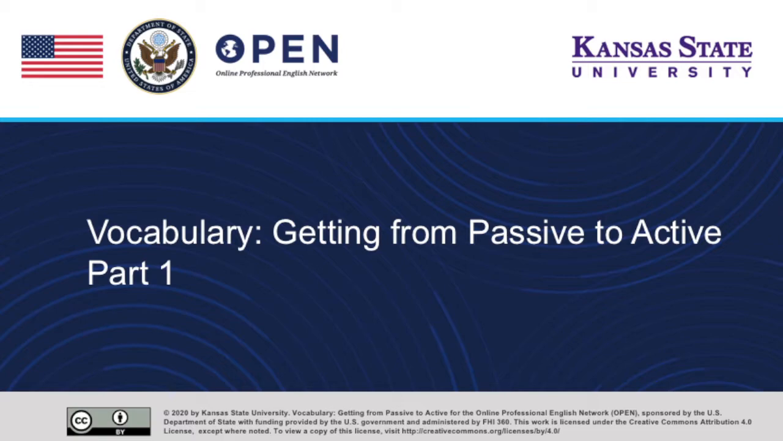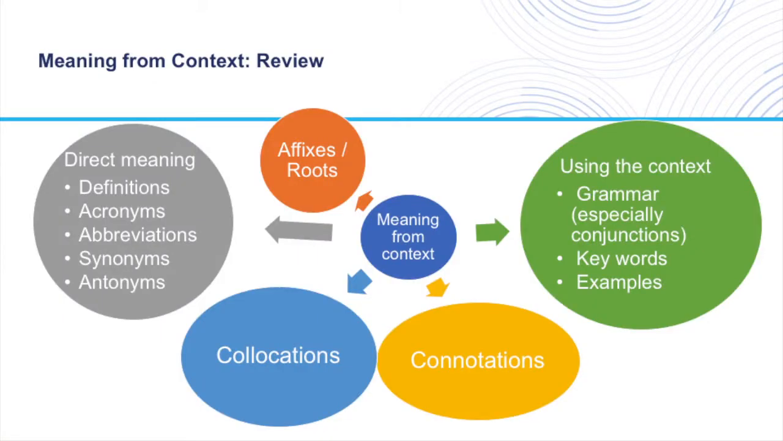Vocabulary. Getting from passive to active. Part 1. You have learned a lot about how to use the context to increase your vocabulary. And you have developed your own personal vocabulary list. So now what? So you have a list of words. How do you learn to use them well? This is what we will talk about in our lesson today.